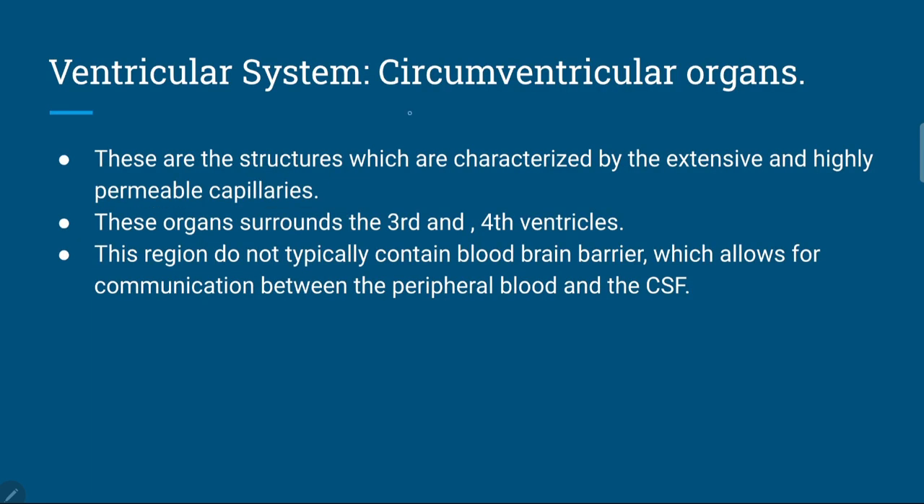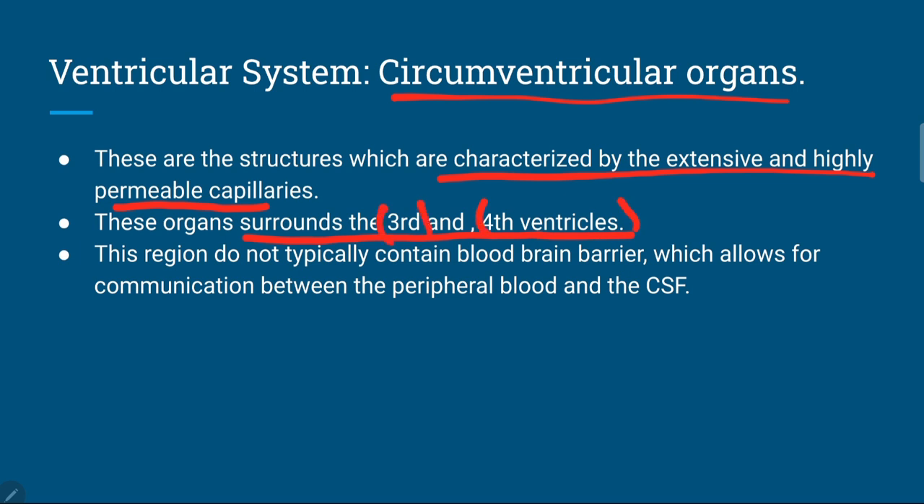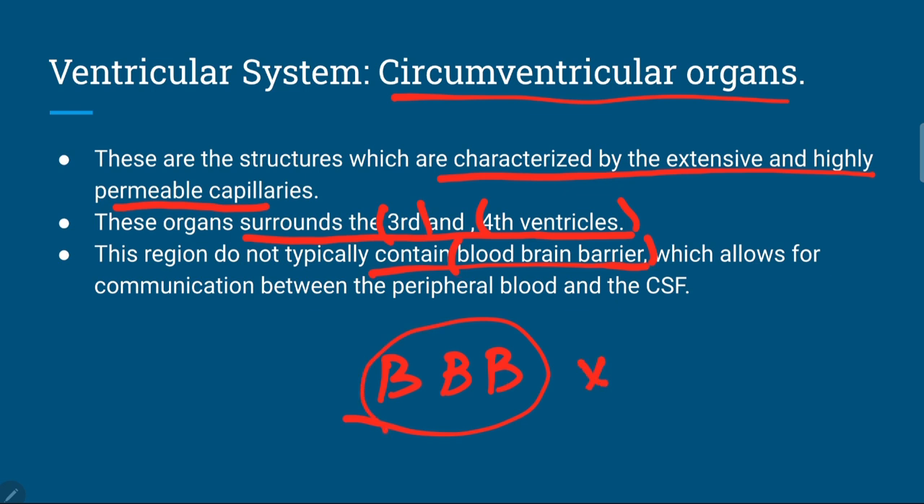So now we're going to look at the circumventricular organs in the ventricular system. These are structures characterized by extensive and highly permeable capillaries, and these organs surround the third and the fourth ventricle. So this is important. This region does not typically contain the blood-brain barrier. When you look into the histology, the blood-brain barrier is very important so that the cerebrospinal fluid and the blood do not mix with each other, but here they typically do not have the blood-brain barrier. What it does is allow for communication between the peripheral blood and the cerebrospinal fluid.